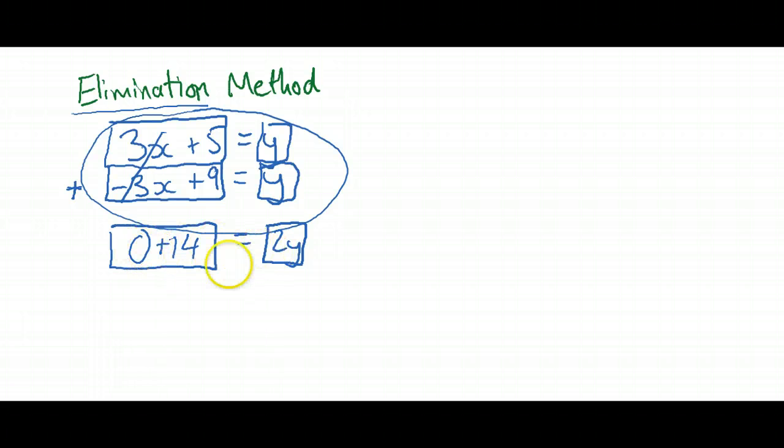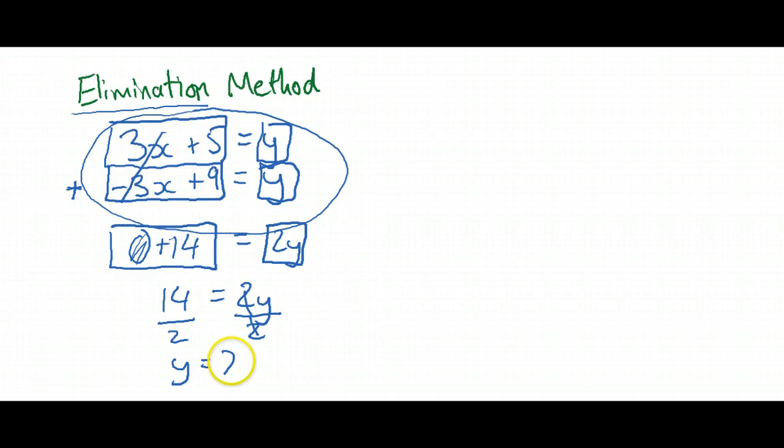Now we can rewrite this equation. I don't need to write this 0 here, that's pointless. So I'm just going to write 14 equals 2y. And now that we've eliminated the x's, we can solve for y. So we just divide by 2, and we get y equals 7.